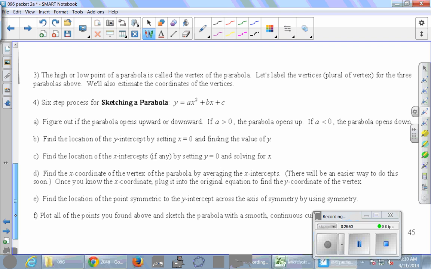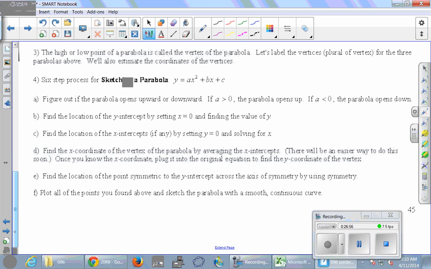Okay, so here is a 6-step process that we're going to follow in order to sketch. We're not going to read all the details now, but we'll come back to them as we actually do an example. Part A talks about whether the parabola opens upward or downward. We discussed that already. Part B says find the y-intercept. How do you do it? You set x equal to 0. That's always how you find the y-intercept.